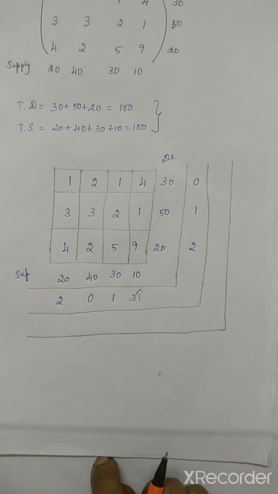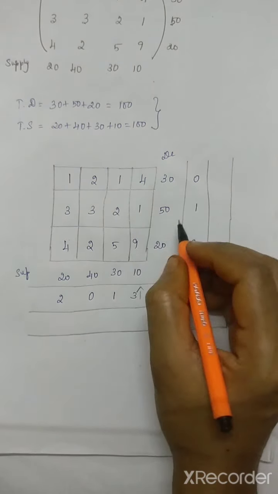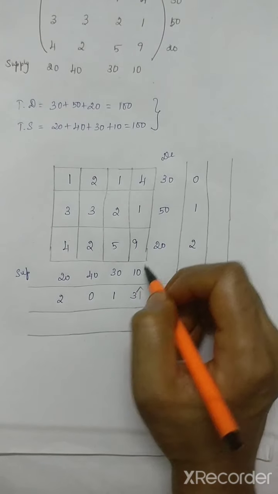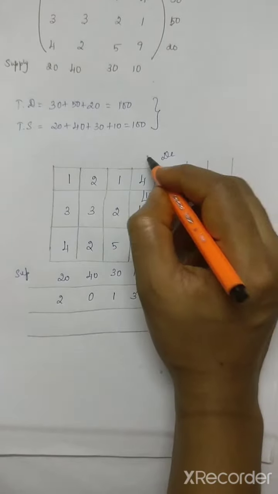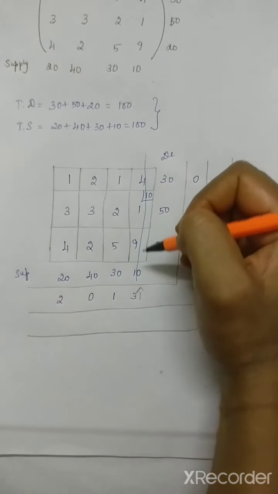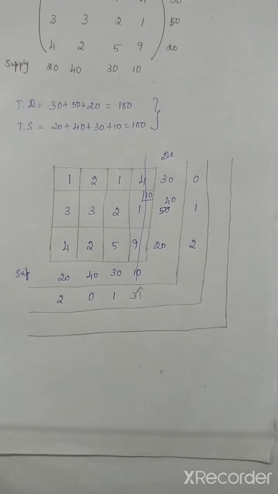So you have to go with that fourth column. In this fourth column, the smallest element is 1. Comparing demand value and supply value, the smallest value is 10. So you have to just allocate it here. You have to just cancel this column. You have to adjust the value of demand. Again you have to go for the penalty value.